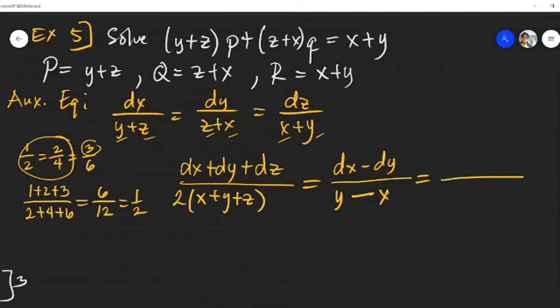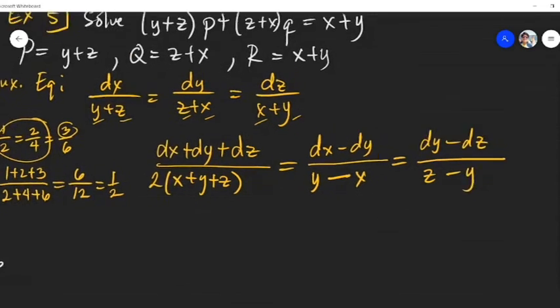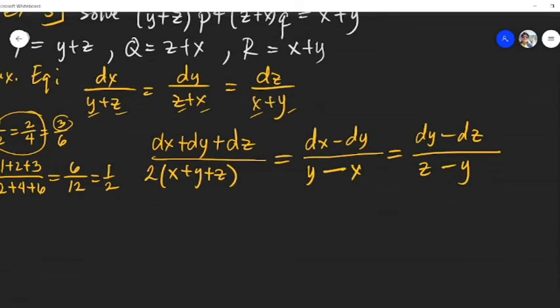Same with the pair of the second and third, we have dy minus dz, and we can subtract the denominators also. So we have z minus z plus x minus x, so we cancel the x, then minus y. And by the look of it, this new trio of ratios is also equivalent to the auxiliary equation. So we can now use these easily.